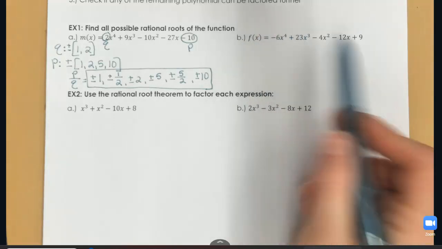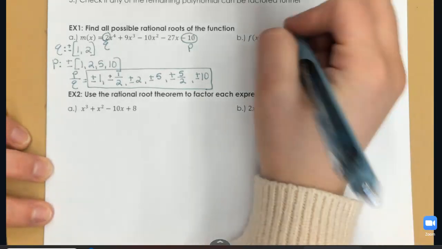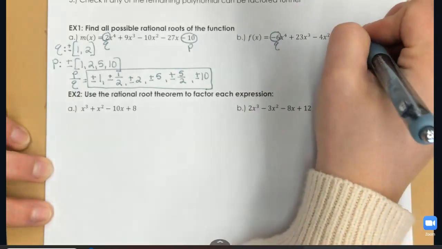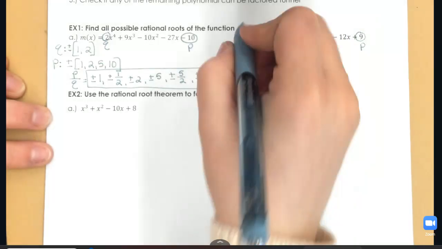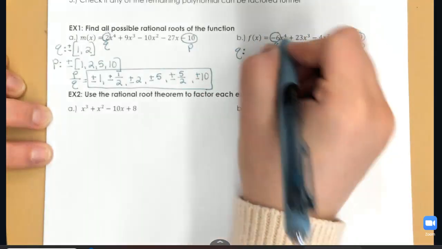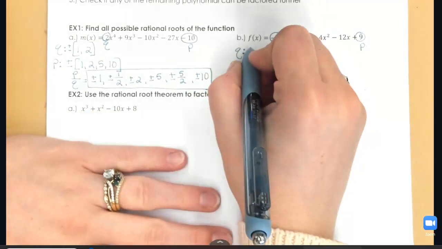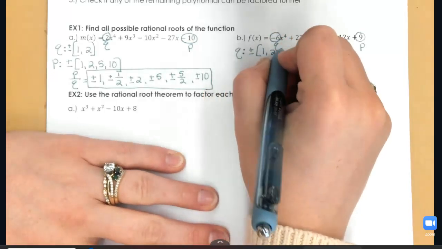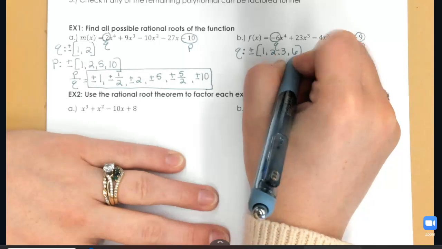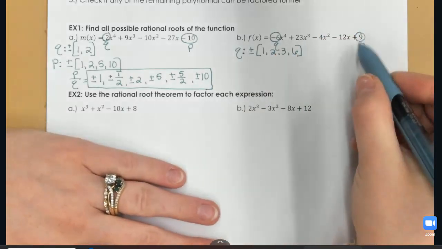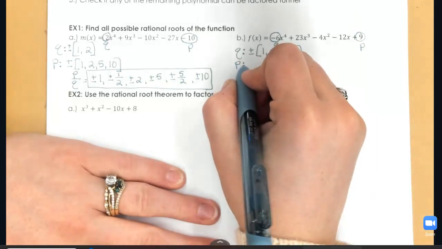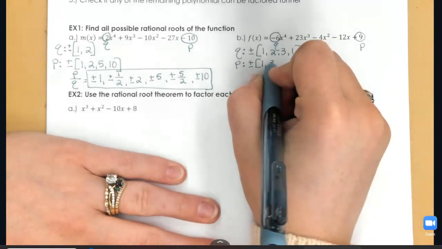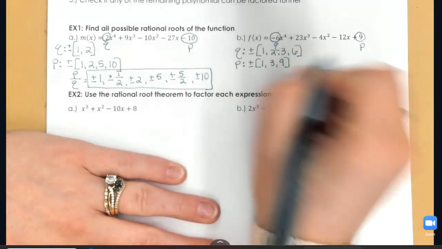Let's do that again. We're going to look at b now. Our q value is -6, and our p value is 9. So all of our possible factors for q, if this value is 6, again, we're going to say all of these are plus or minus. We have 1, 2, 3, and 6. And then for our factors of p, which is 9, again, all of these are plus or minus. We have 1, 3, and 9.